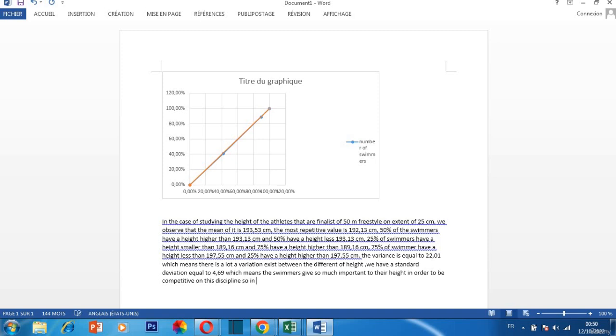So, in conclusion, you can say that in this case the different values of heights of the swimmers are exaggeratedly concentrated.